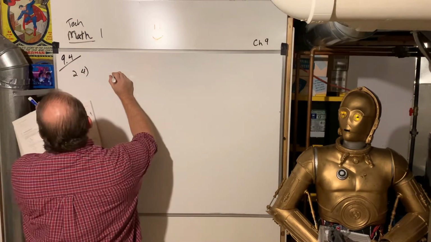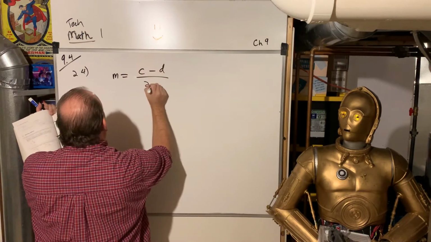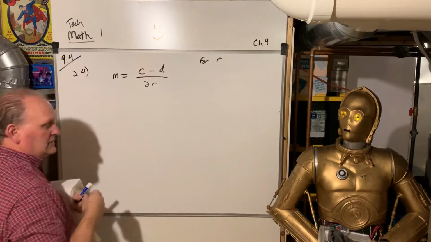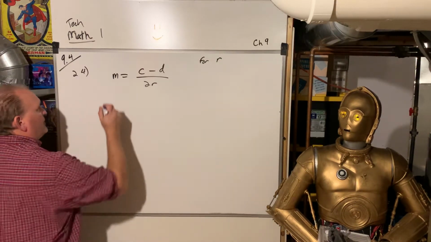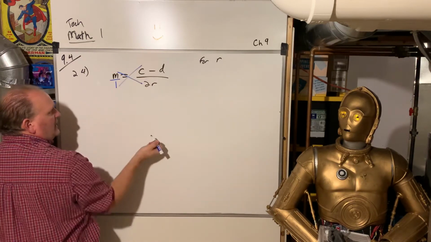So it's AM is equal to C minus D over 2R, and they want me to solve for R. So we're going to go back to proportions. Remember how we do those? We put that over 1. We cross multiply and solve.